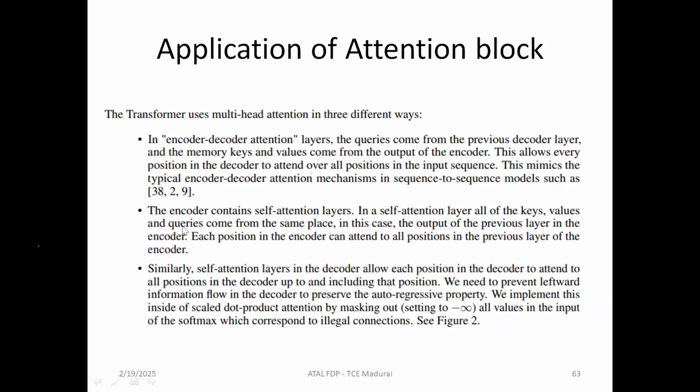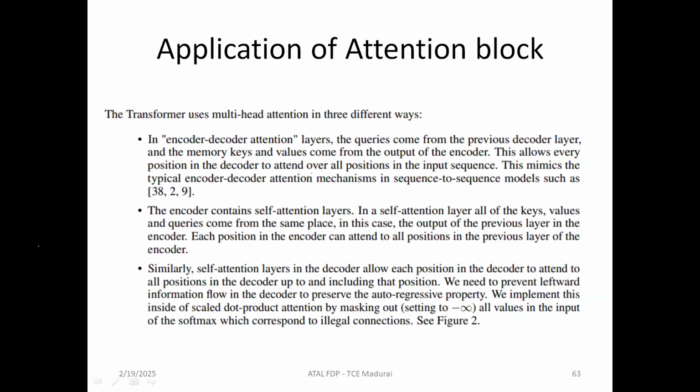If it is encoder alone, it contains a self-attention layer. In that self-attention layer, all of the keys, values, and queries come from the same place, because we have only one place, the encoder alone. In this case, for the output of the previous layer in the encoder, each position in the encoder can attend to all positions in the previous layer of the encoder. So it deals only with the encoder. There is no decoder here. Similarly, self-attention layers in the decoder allow each position in the decoder to attend to all positions in the decoder up to and including that position.